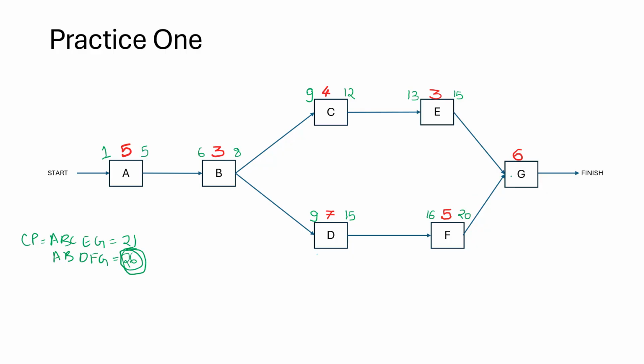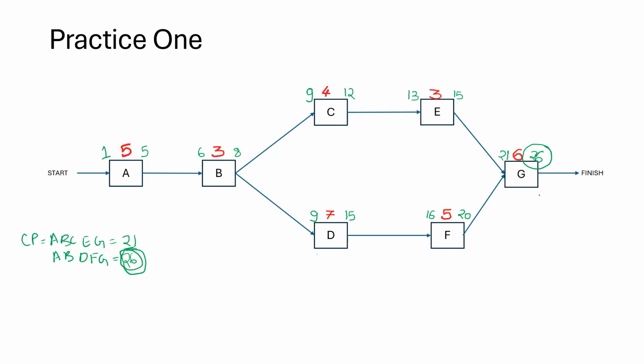Now we come to a convergence point. Remember, in the forward pass, G is dependent on E and F, and it cannot start until the larger one of these two have completed. So the larger date on this is 20. So G can only start on the 21st day. And when will it end? 21 plus 6 is 27 minus 1 is 26. The entire project is going to end on the 26th day.